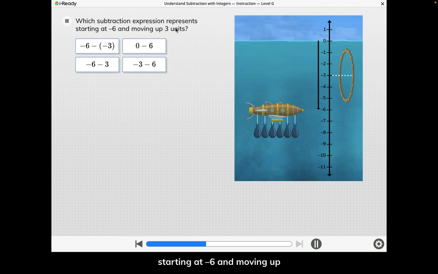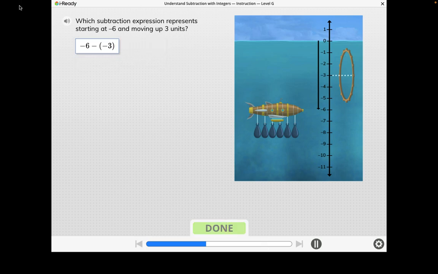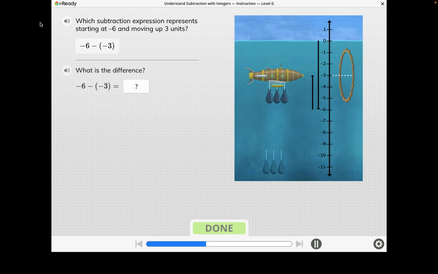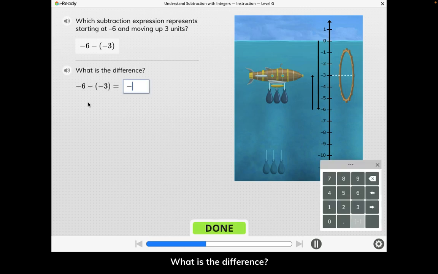Okay, which subtraction expression represents starting at negative 6 and moving up 3 units? So start at negative 6 and move up 3. So, negative 6, and then you have to add 3. But there's no choice for that, so we have to subtract negative 3. So what is the difference? Negative 3.